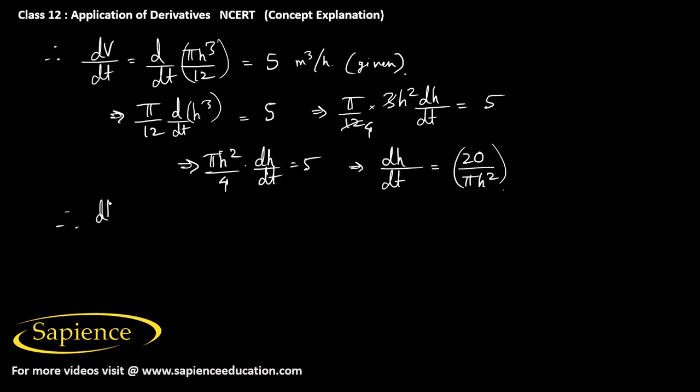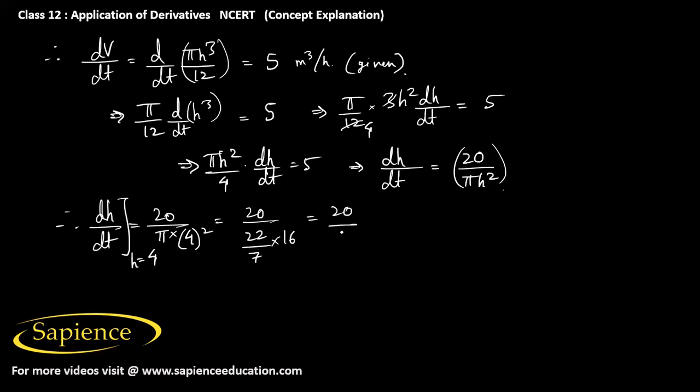So therefore the rate at which the height of the water level is rising, at H equal to 4, that we have to find. So that is 2 into 20 by pi into H square, that is H is 4 square. So that will be 20 by pi, we can take it as 22 by 7 into 16. So that will be 20 by 22 into 16 into 7. So that would be approximately, 4 4s are 16, 4 5s are 20, that is 35 by 88 meter per hour.